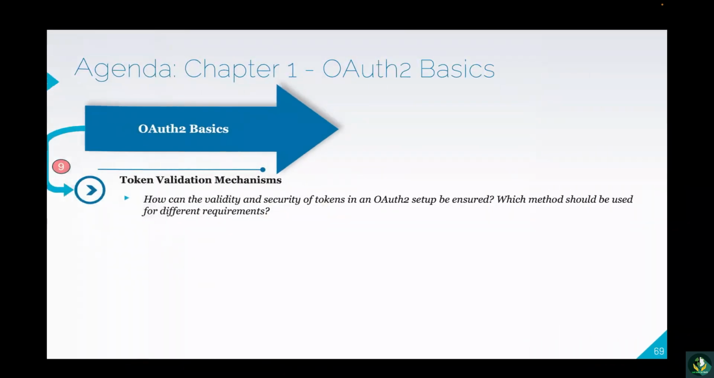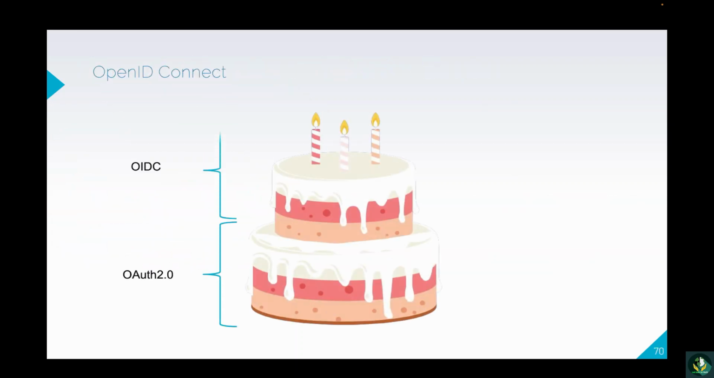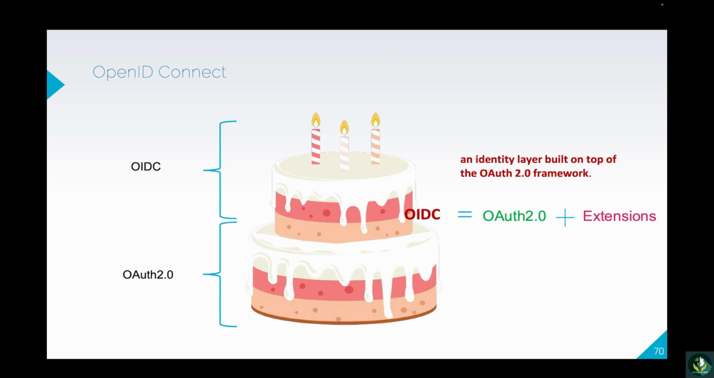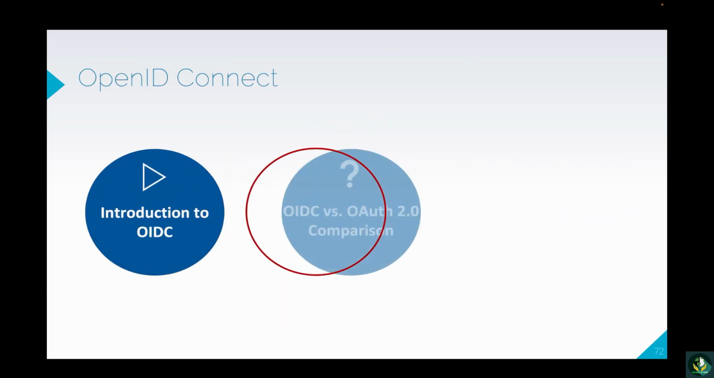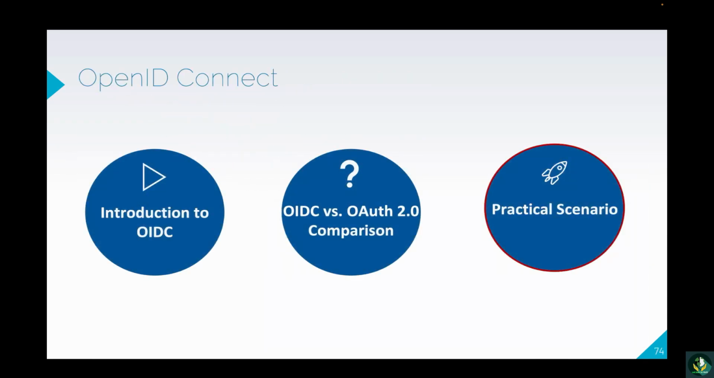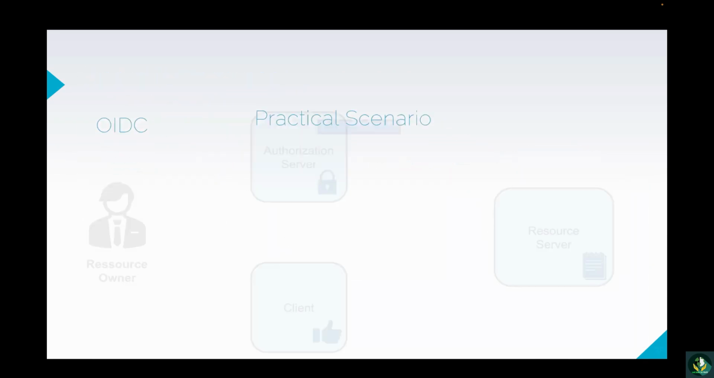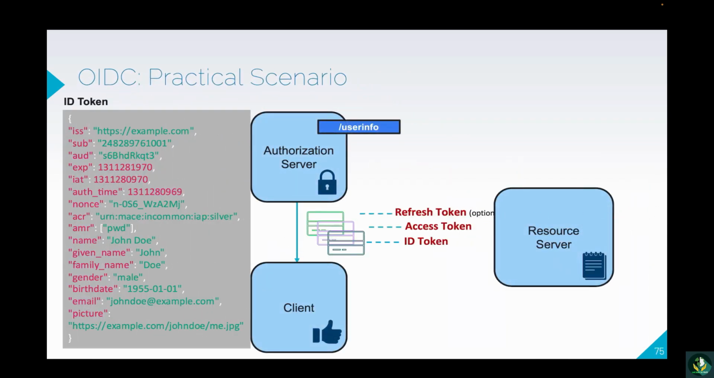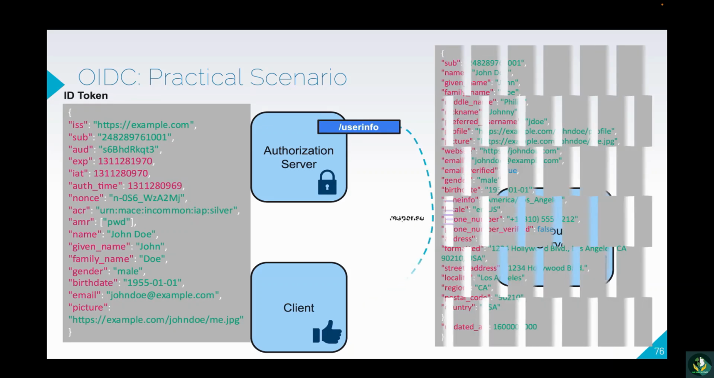Finally, we will introduce OpenID Connect and see how it builds on OAuth 2 to provide seamless user authentication and identity management. We will begin with a brief introduction, move on to a comprehensive comparison, and conclude with a practical scenario. You will become familiar with terms like ID token, user info endpoint, and more.